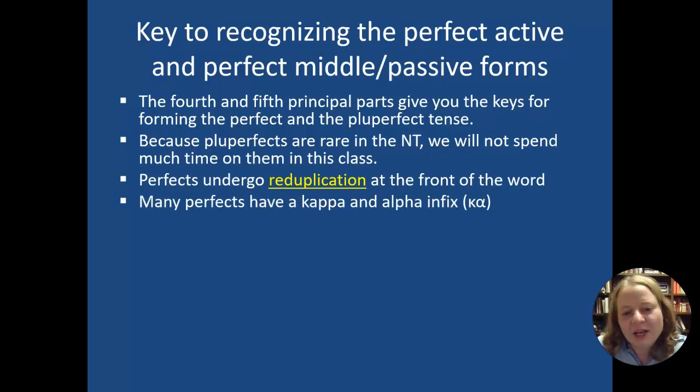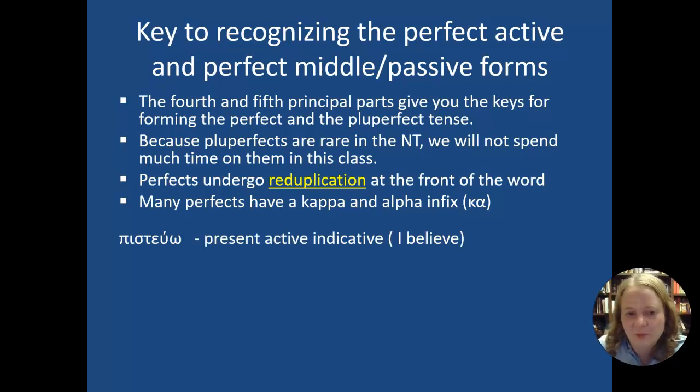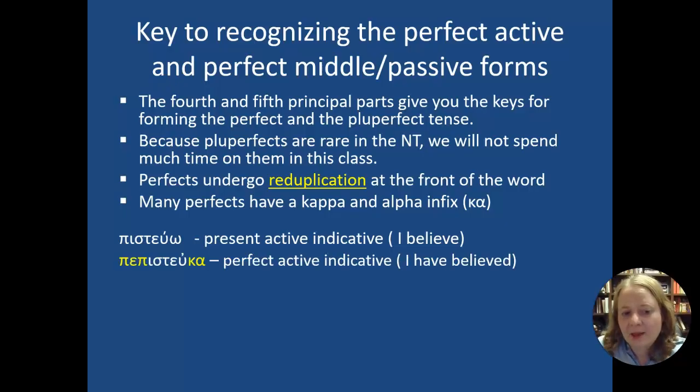Many perfects also have a ka infix, similar to the way that the aorist had a sa infix. Now, the kappa and the alpha is what's going to help mark these perfects. So here's how you could see it. This is a verb you know, pisteuo. I believe it's in the present tense, but if you double that p sound at the beginning, and if you add a ka, it looks like this. Pepisteuka. That pepisteuka is what makes it a perfect. That is I have believed.